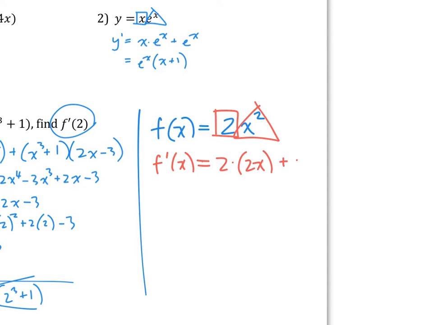2x plus x squared times the derivative of 2, which is 0. So then you end up with 4x, which is the same as if you just did power rule, right? Power rule is just 4x. So you're just wasting a lot of time by making a constant into a function. So please don't do that.